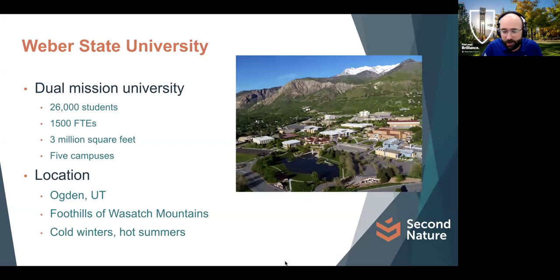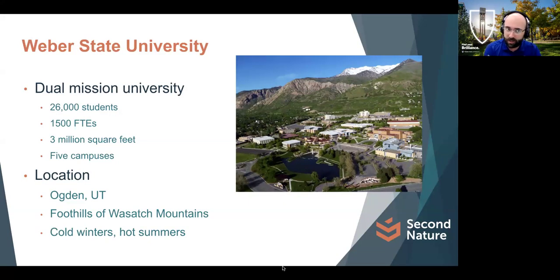In fact, if you look up towards the snow there at the top of the picture, the other side of that snow is the Snow Basin Ski Resort, where the Olympic downhill was held in 2002 and will be again in 2034. So we're looking forward to that. Climate-wise, we're 6A, 6B, cold winters, hot summers.